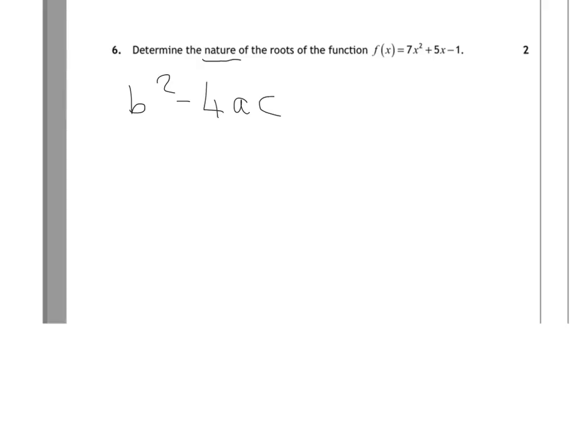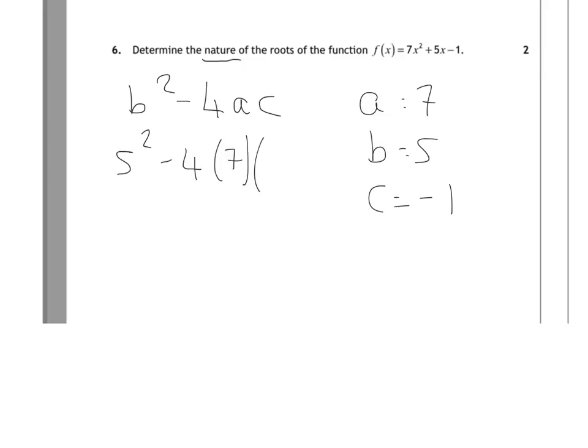Alright, so when you use the discriminant with this question, b squared minus 4ac, I would communicate to the examiner, use discriminant, use b squared minus 4ac. A is equal to 7, b is equal to 5, and c is equal to minus 1. So plug that straight in, and that will be 5 squared minus 4 times a, which is 7, times c, which is minus 1. 5 squared is 25. Minus 4 times 7 is minus 28, times that by minus 1, that's plus 28. 28 plus 25 is 53.